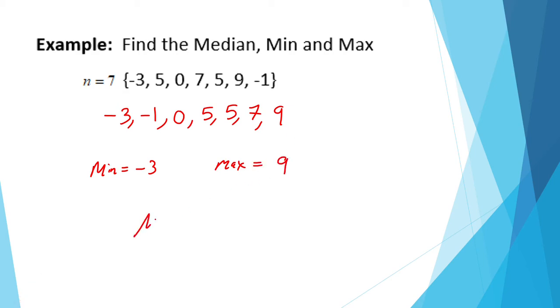The median is the number right in the middle, so we have 5 directly in the middle with 3 data values below it and 3 data values above it. The median is 5.